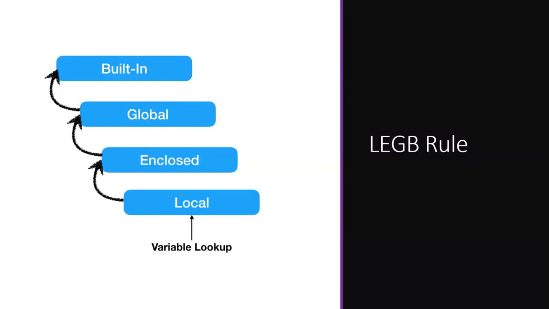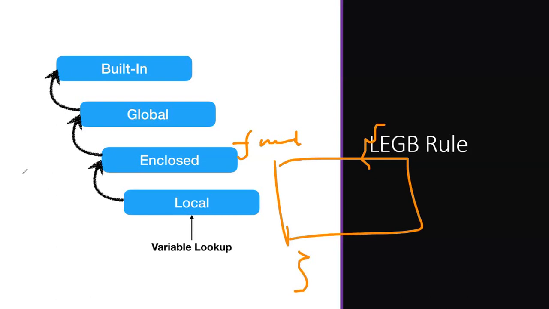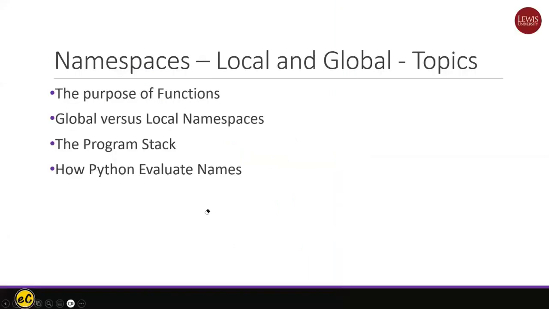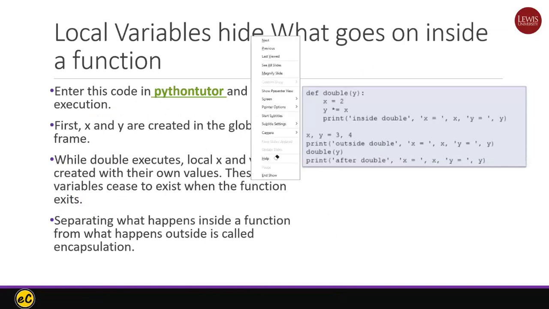So here we have the LEGB rule. It's local, enclosed, global, and built-in, four different scopes. The variable will be searched in the local scope first. If local doesn't have a definition, go to the enclosure. If the enclosure doesn't have it, go to global. If global doesn't have it, you search the built-in settings. Enclosure sometimes is also a function. That means from your function block to the end of the function block is called enclosure. Local may be just a for loop. Okay, so these are the local versus global.